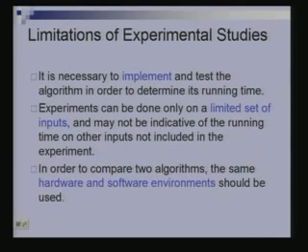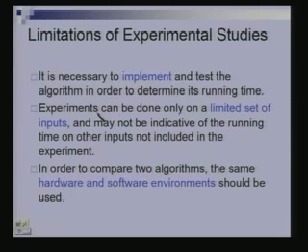Okay, now this has certain limitations. So I've put them down. First, you have to implement the algorithm. To be able to determine how good your algorithm is, you have to implement it. Now that's already a huge overhead, right? A considerable amount of time has to be spent in doing this.